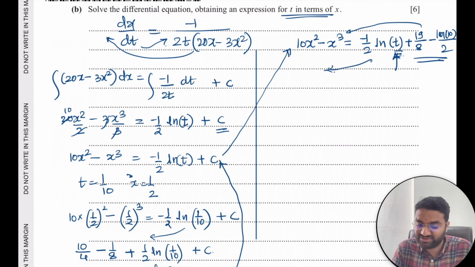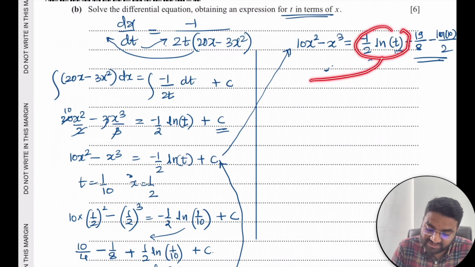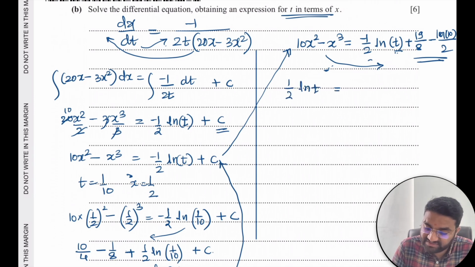So transfer this one to the left. Here you have to express t in terms of x. So transfer this ln of t to the left and x to the right. So here it's 1 upon 2 ln of t is equal to x cube minus 10x square plus 19 by 8 minus ln of 10 upon 2.